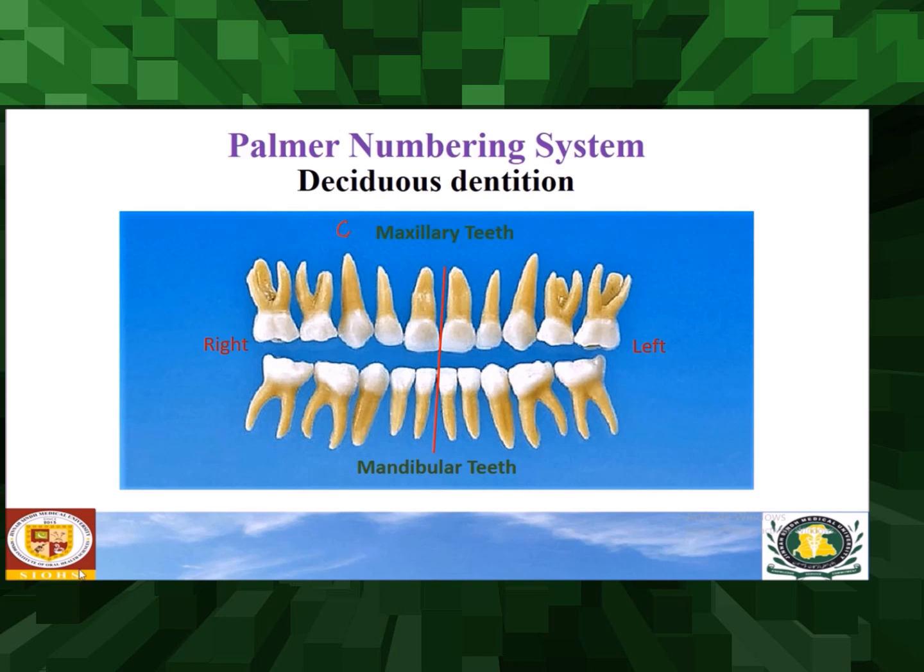But this C is used with a symbol, and we use this symbol because it is the canine of the right side in the maxillary arch.